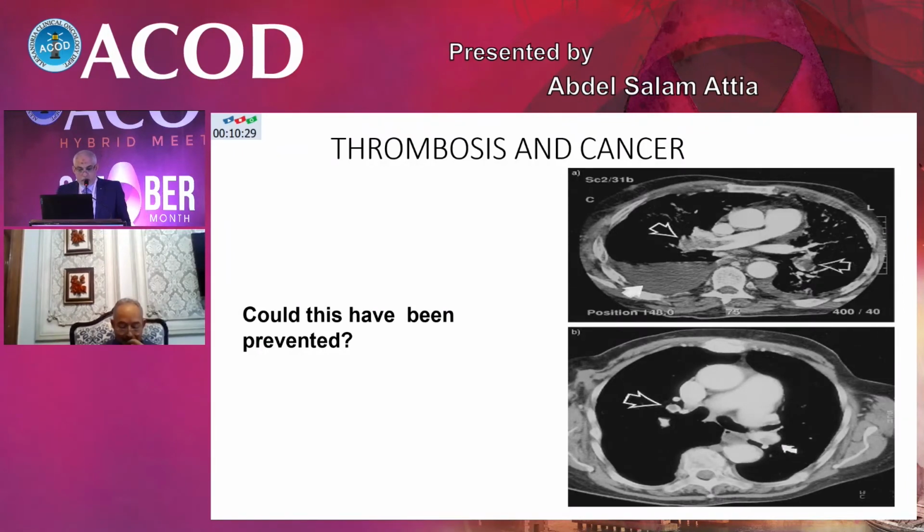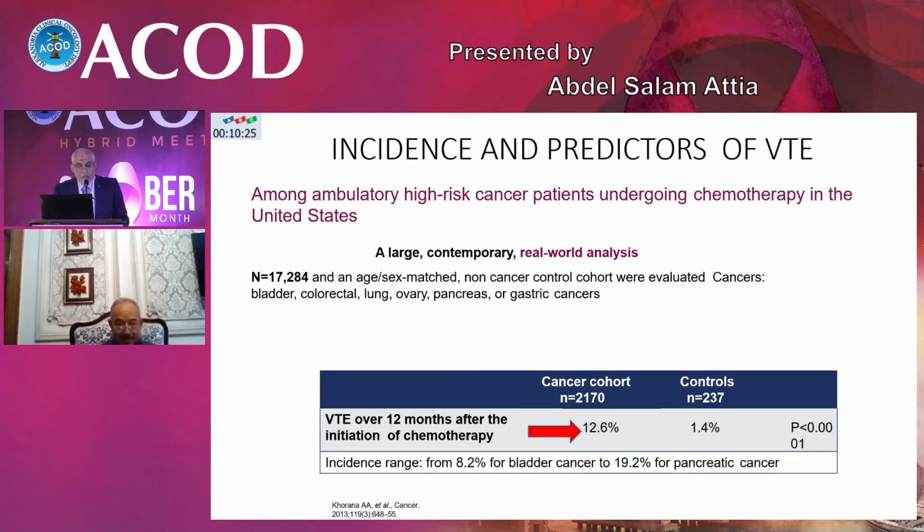Can this be prevented? Yes. Among ambulatory high-risk cancer patients undergoing chemotherapy in the United States, the prediction of venous thromboembolism was evaluated in more than 17,000 cases with a cancer control cohort, including bladder, colorectal, lung, ovary, pancreas, and so on. The cancer cohort had venous thromboembolism of about 12.6% compared with 1% for the control. The incidence ranges from 8% to 19% for pancreatic cancer.